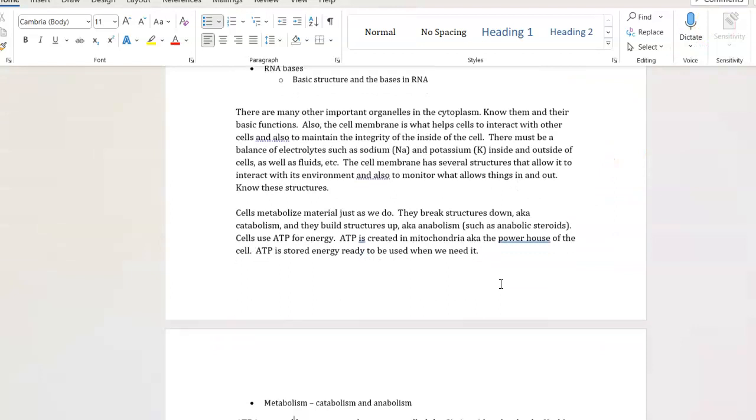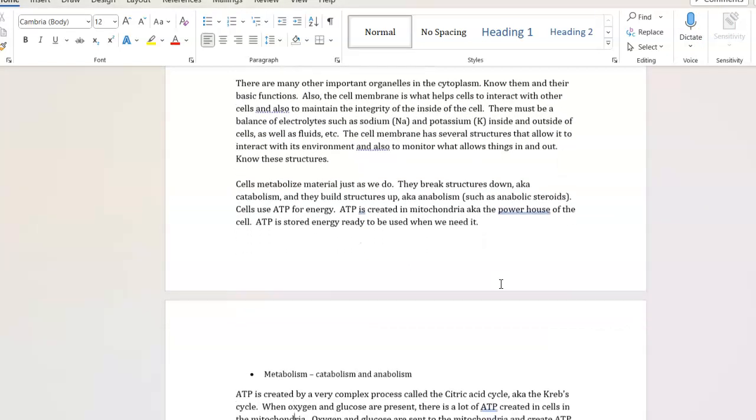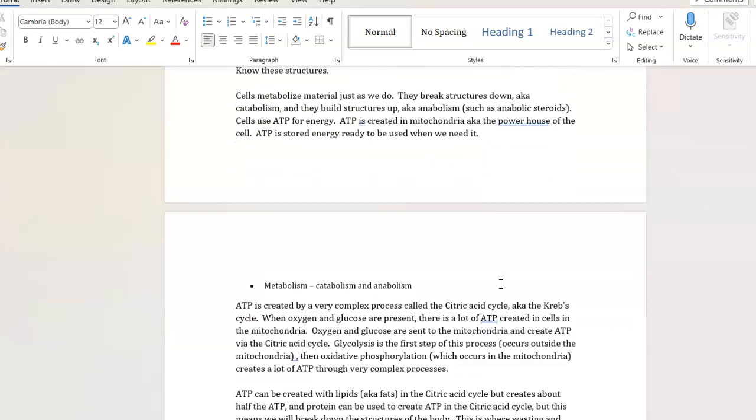So cells metabolize just as we do. They break down structures. Okay, know this. For metabolize, somebody told me once it sounded like cannibalize. I don't know. But cells break things down to use them. For example, we will break down glucose to use it for energy.